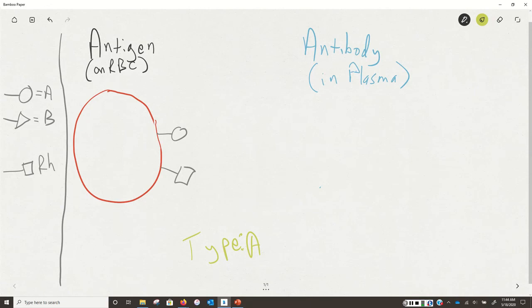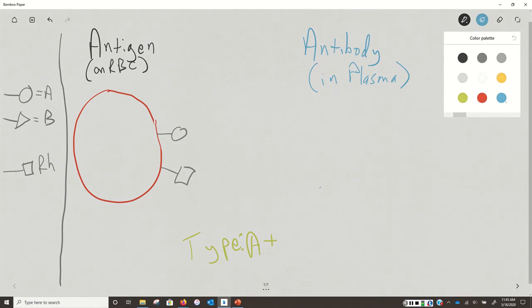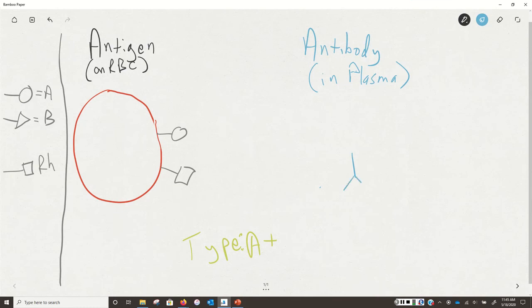We use different terminology. They are still blood type A, they have the A antigen. When someone has the Rh antigen, they are positive for it. So blood type A positive. The A tells us they have the A antigen. The positive tells us they have the Rh antigen. What antibody would they have? Well, if we checked their plasma, they should never have the B antigen, so they will have anti-B antibody.